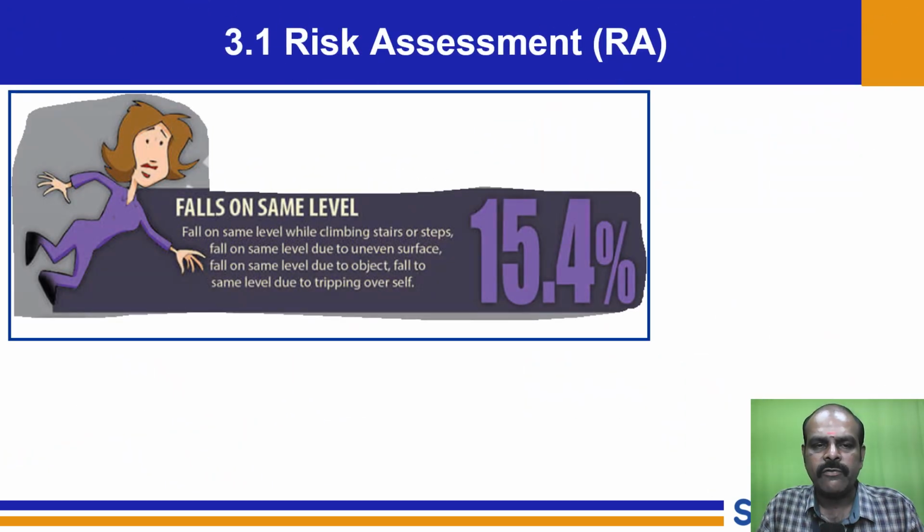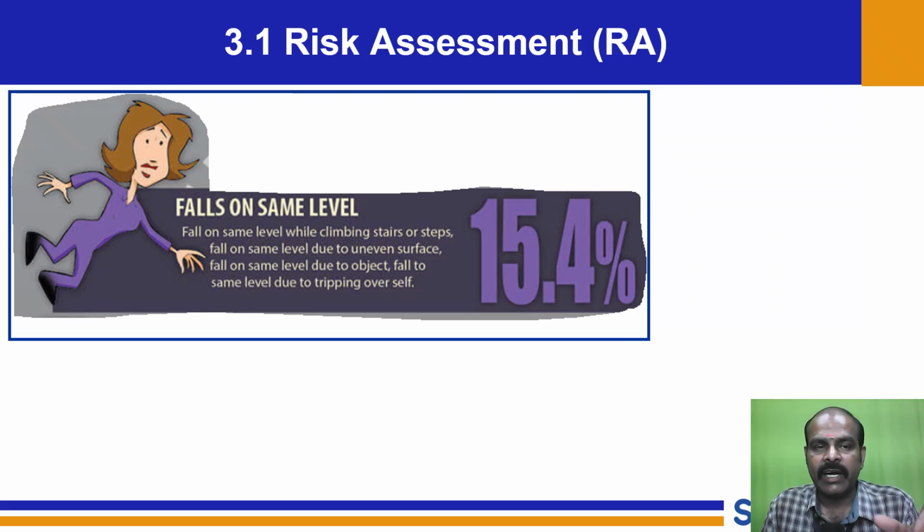Then, followed by 15.4%, is falls on the same level. Same level means on the same floor itself. Another question might be whether there is some other level. Yes, that is also part of the fatal injuries people are susceptible to. So 15.4% of workers fall on the same level. It might be due to climbing steps, an uneven surface, falling over some objects, or in some cases tripping over themselves.